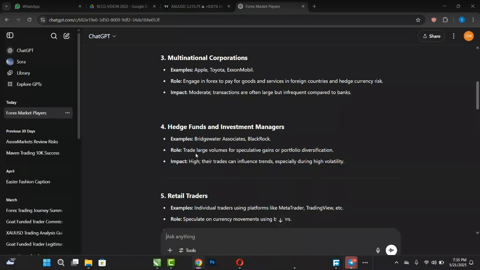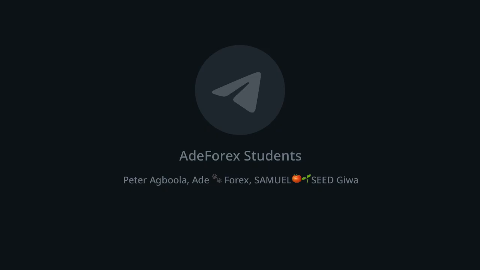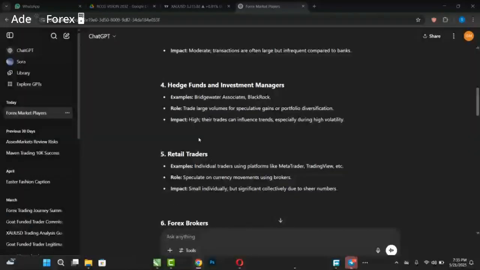You now see the last set of people. Our own, the lowest one, is retail traders. Example involves individual traders using platforms like MetaTrader, TradingView. And role, we speculate on currency movements using brokers. Later, you will still see the meaning of broker. Who are brokers? The impact, small individually but significant collectively due to sheer numbers.